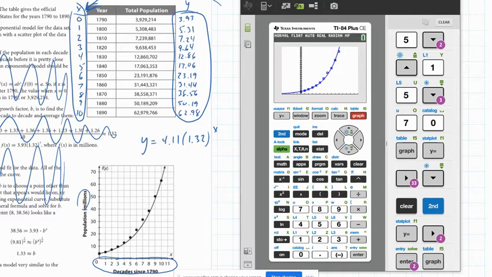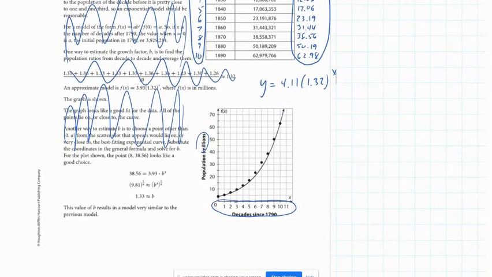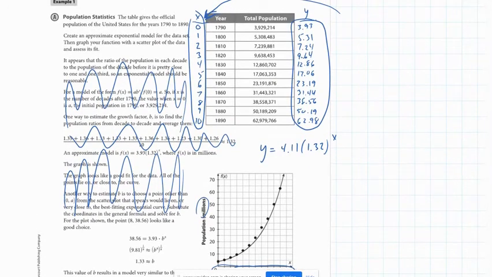Now we can actually use that equation to estimate if we wanted to predict. For example, this table is giving us the population of the United States in all of these years, and so we could use this to predict something like what was the population in 1875. So that would be in between these two, so we would type in 8.5.